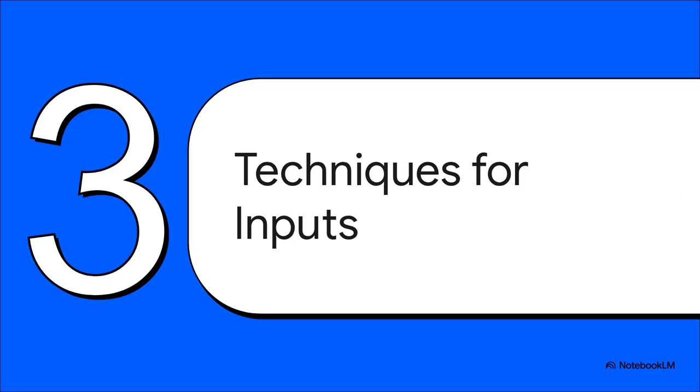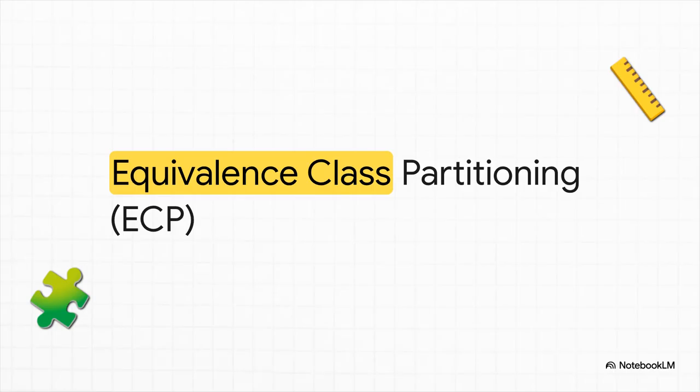Okay, so let's start with the first set of techniques. These are absolutely perfect for that age box example we talked about. They're all about how to intelligently tackle input fields. Our first technique has a bit of a fancy name, but trust me, the idea behind it is super simple. Equivalence class partitioning. Basically, instead of testing every single number in the universe, you just divide all the possibilities into a few logical groups or classes.